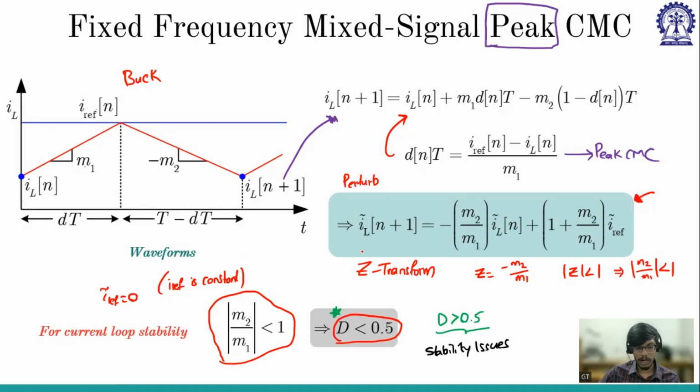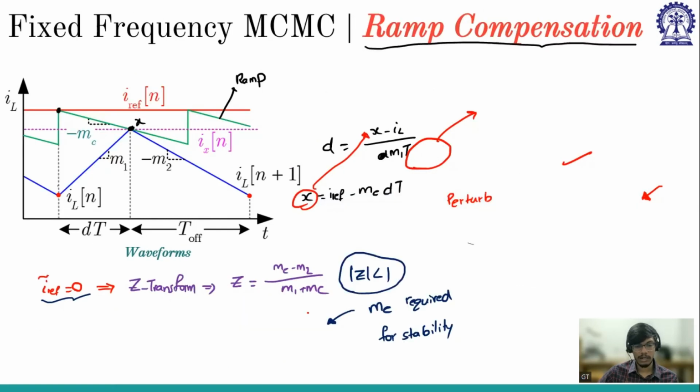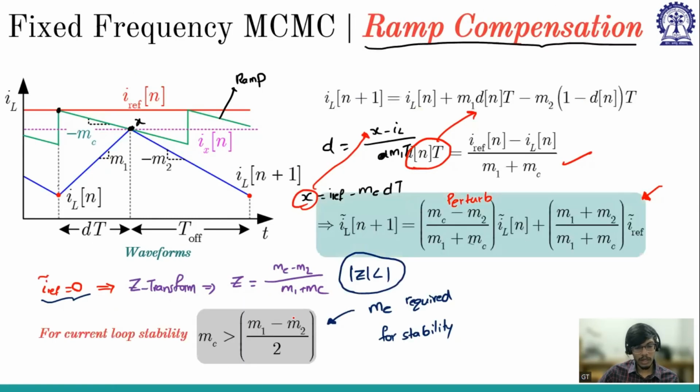So for peak current mode control, if we cross duty ratio greater than 0.5, it will be unstable. And for duty ratio greater than 0.5, we have some stability issue. And to tackle that stability issue, we have to give an external ramp compensation, the slope of which is given by this expression.